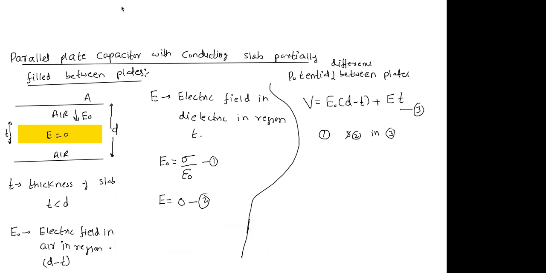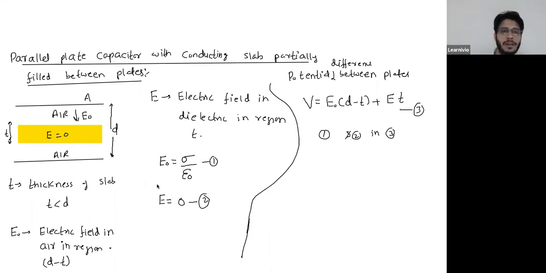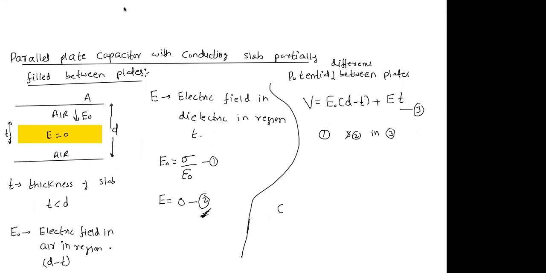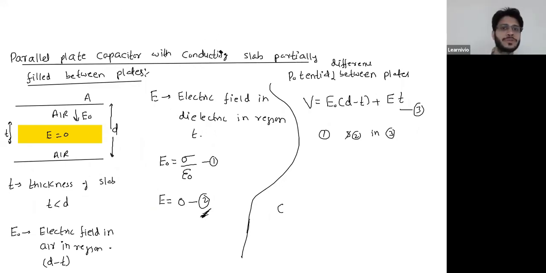Sir, E zero and E is same. No. E zero is the field within air, inside air. So E zero is sigma by epsilon. But E is the electric field inside the conductor, which is zero. So they are different. Only the electric field inside the conductor is zero, not the total field. Calculate total capacitance.